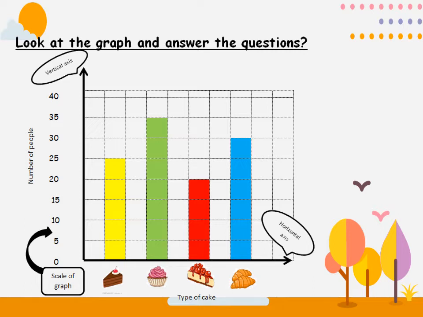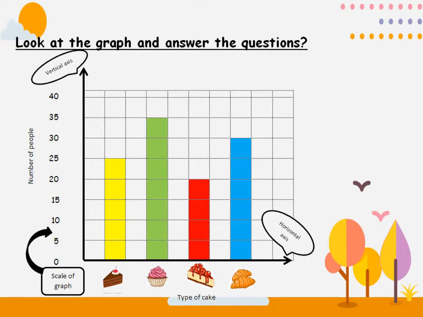And now I have a scale of the graph. What is the scale of the graph? It's the numbers on the left side of the graph. These numbers are 0, 5, 10, 15. Each time I jump 5 numbers. So the scale of the graph is 5, okay?